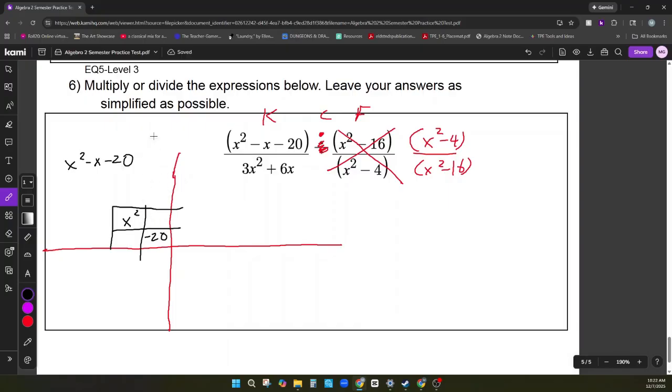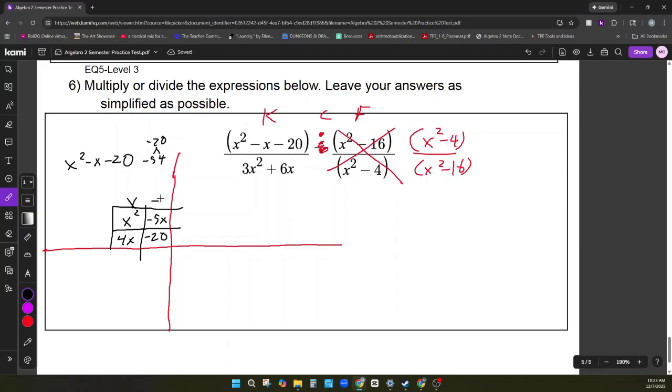And I'm trying to figure out how negative 20 breaks up so that I get negative 1 when I add them together. In this case, the combination, as we think it out, is going to be negative 5 and 4. Negative 5 plus 4 gives me negative 1. That's the combination that works.